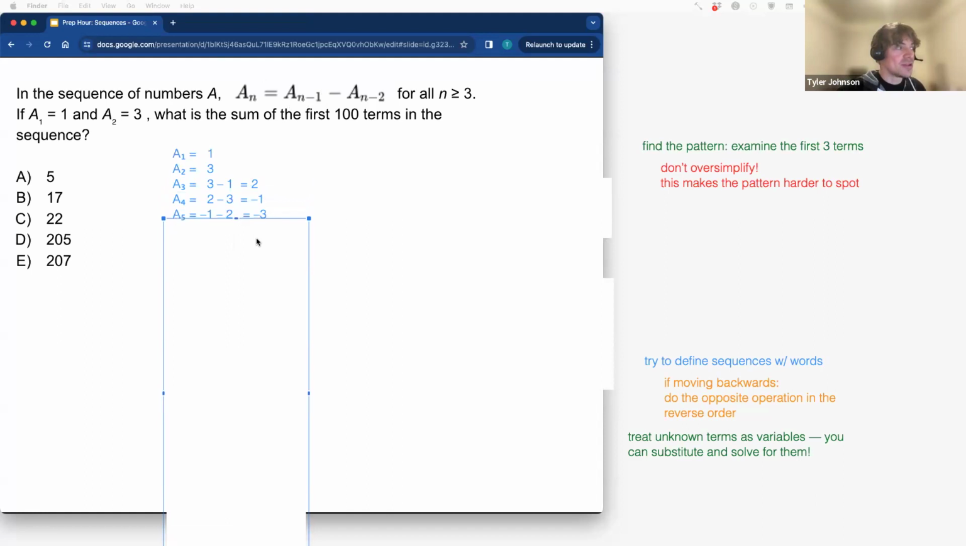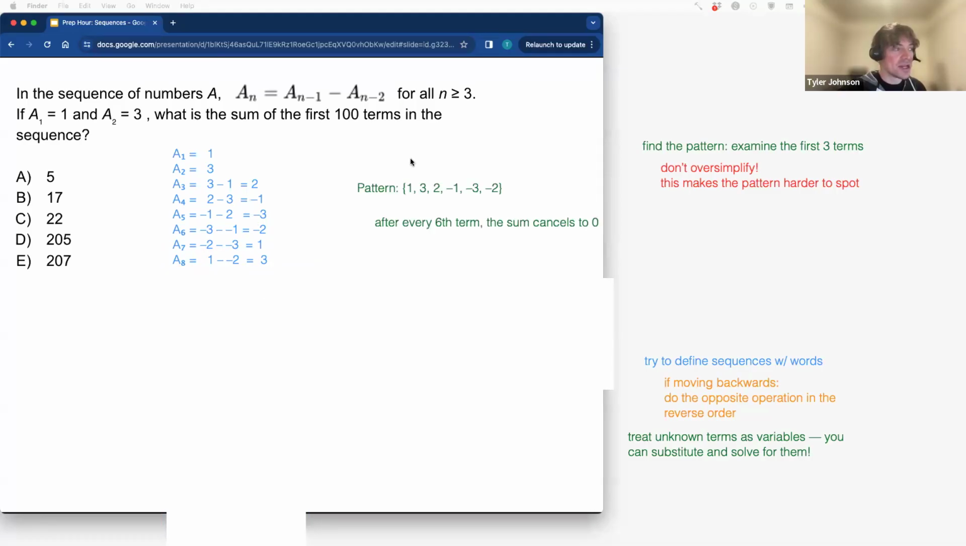And as you move through the terms, everything is a unique value. Until you get to the 7th term, you see another 1, which means the 8th term, you'd have another 3, and this pattern would be repeating at that point. In other words, in this sequence, the output is going to be this pattern: 1, 3, 2, -1, -3, -2, over and over, forever. Which means every 6th term is going to be the final member of that pattern, right?